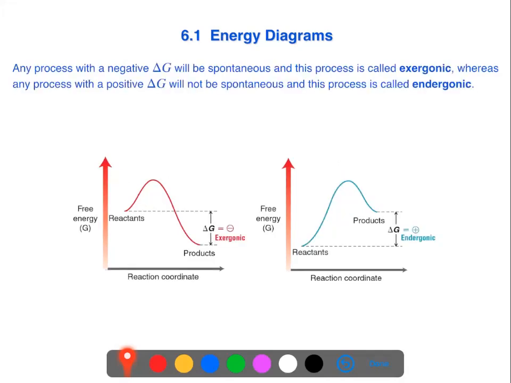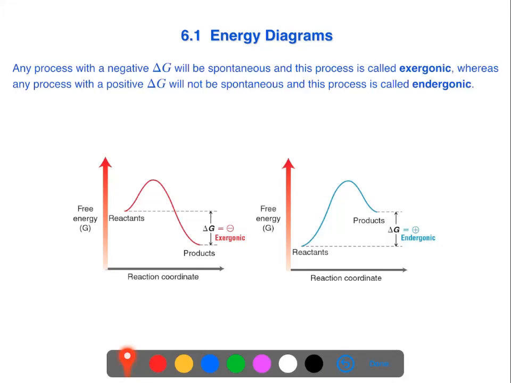When we think about equilibrium or the thermodynamics of a system, however, we don't concern ourselves so much with the rate of the reaction, but how the energy or free energy of the products compares to that of the initial reactants. So any process with what we call a negative delta G, these reactions are generally spontaneous, and this process is called exergonic, and that's shown in the left energy diagram.